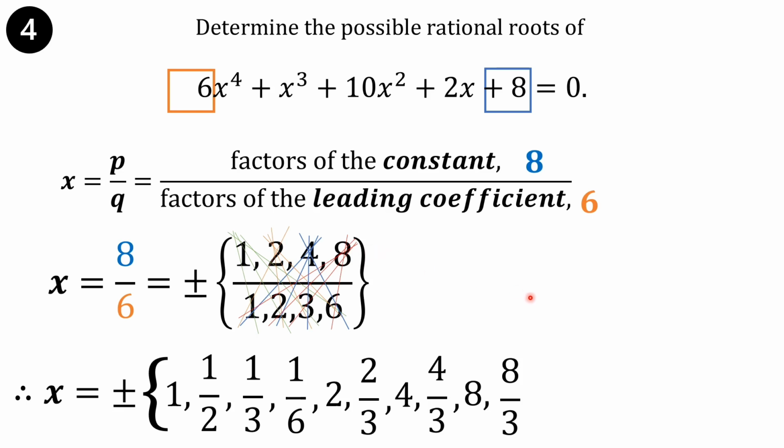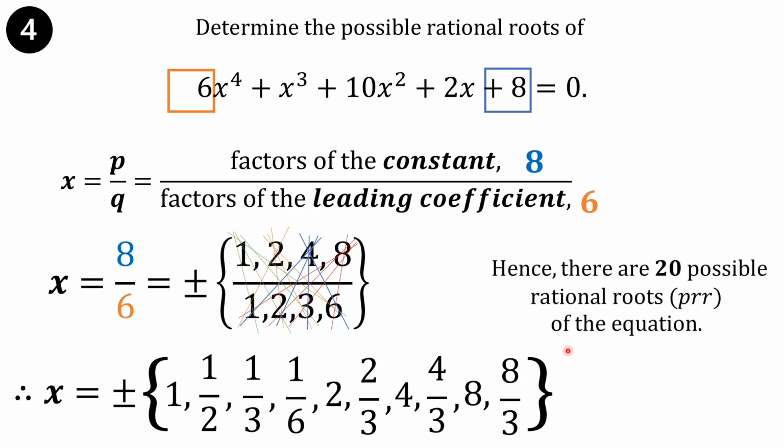4 over 3. So these are the possible rational roots of the equation, which is x equals positive, negative 1, 1/2, 1/3, 1/6, 2, 2/3, 4, 4/3, 8, and 8/3. Counting all the possible rational roots, we have 20 PRR for this equation.